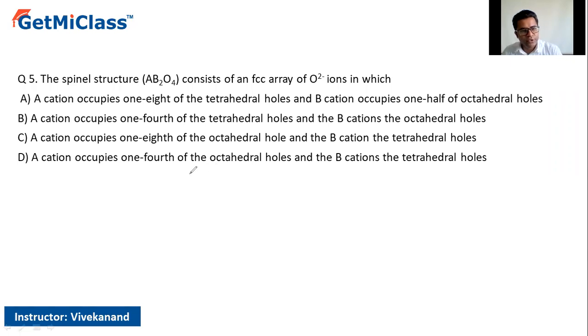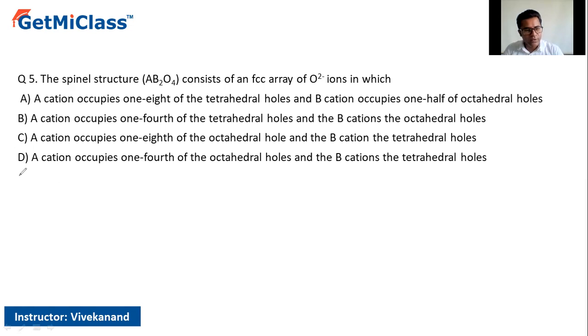Question number 5. The spinel structure AB2O4 consists of an FCC array of oxygen ions in which: option A, A cation occupies 1/8 of the tetrahedral holes and B occupies 1/2 of the octahedral holes. Option B, A cation occupies 1/4 of the tetrahedral holes and B occupies the octahedral holes, that means completely. C, A cation occupies 1/8 of the octahedral holes and B cation occupies the tetrahedral holes. D, A cation occupies 1/4 of the octahedral holes and B occupies the tetrahedral holes.